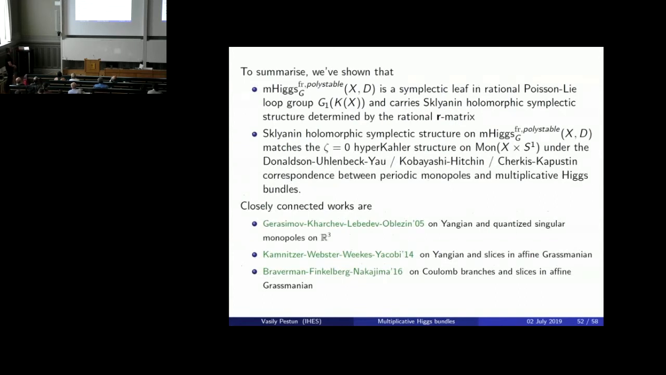So that's a summary of that part, and closely connected works would be Gerasimov, Kharchev, Lebedev, Oblezin on Yangian and quantized singular monopoles on R3, and then Kamnitzer, Webster, Weekes, Yacobi on Yangians and slices in the affine Grassmannian, and Braverman, Finkelberg, Nakajima on Coulomb branches and slices in the affine Grassmannian. So these slices in the affine Grassmannian are a particular version of those moduli spaces when all singularities are concentrated at 0. So you can view this work as deformations of these slices in the affine Grassmannian.